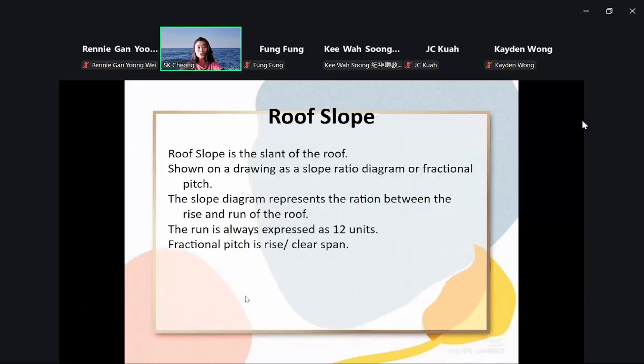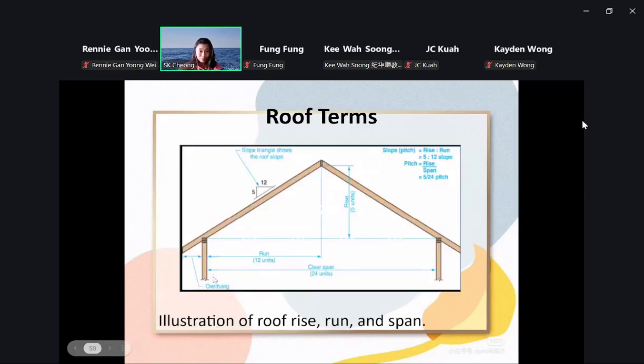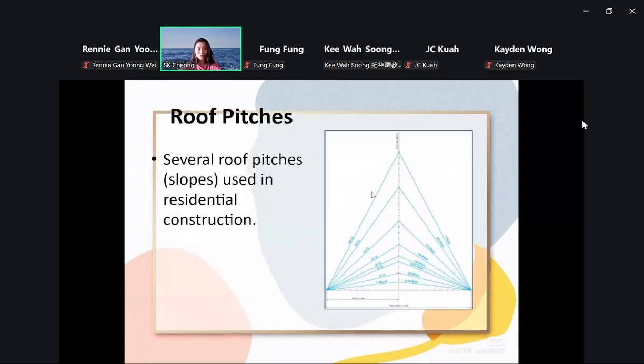The roof pitch, the slope, is the slant of the roof, right? Shown on the plan as a slope ratio. So the slope diagram represents the ratio between the rise and the run. Usually the fraction pitch is rise over clear span. Go back to the rise here. This is the clear span. This is the run. So these are the design, several pictures.